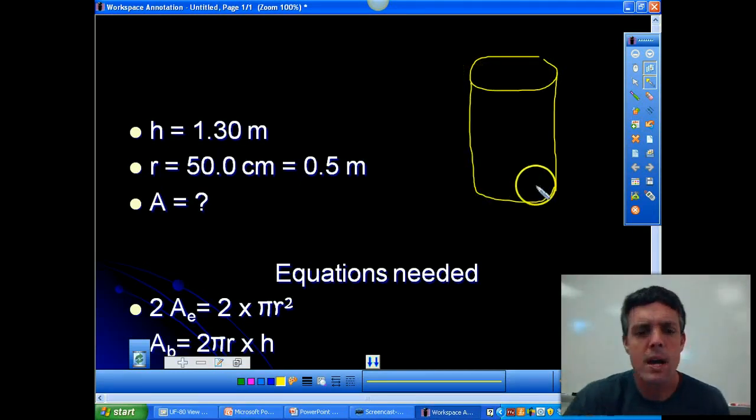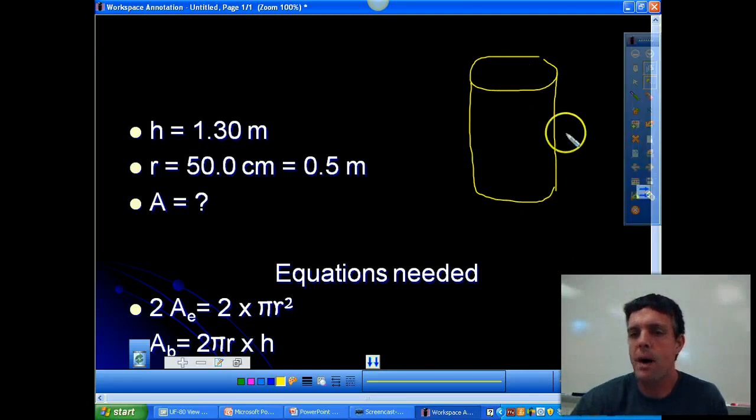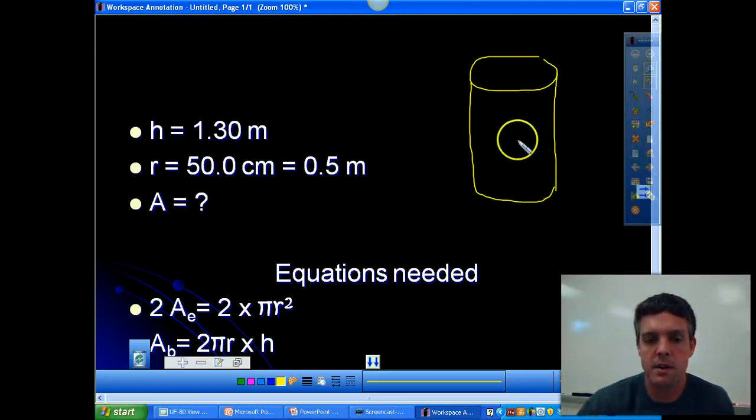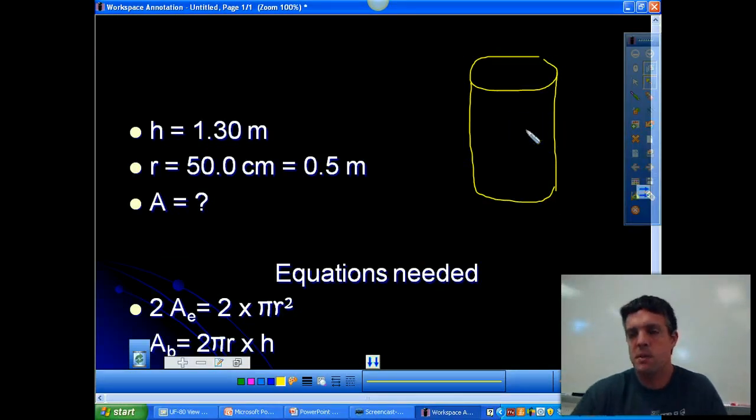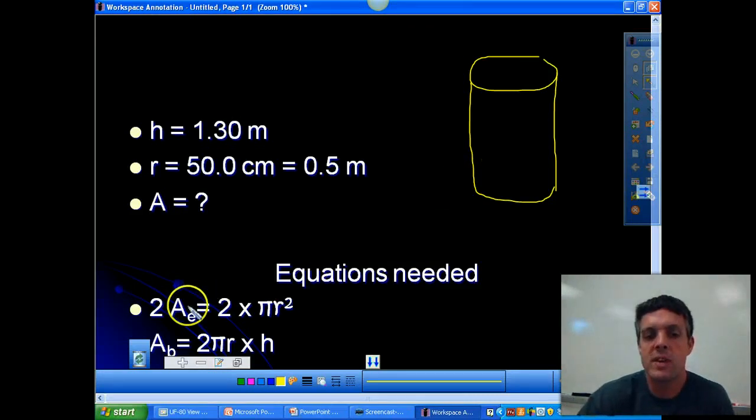There's our cylinder. You've got the top, the bottom, and then this wrapped piece here. Well, this wrapped piece, if you can imagine that you just cut it and unfolded it, is really just a rectangle. And so you've got a rectangle and two circles. So when we look at the equations needed, we've got the area of the ends, which is here.